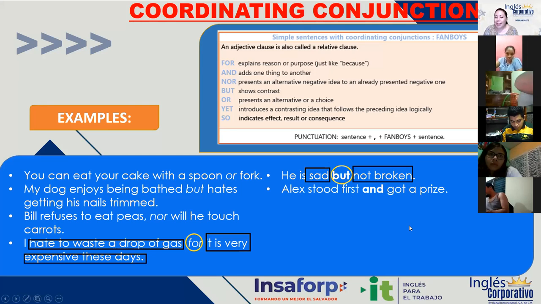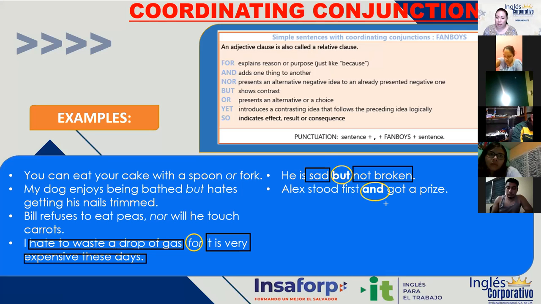Then we have, Alex stood first and got a prize. So here we are using the word and. We're connecting two ideas that are similar, okay? And the two ideas that are similar are stood first, got a prize. So first he stood, then he got a prize. So we have two ideas that are similar.